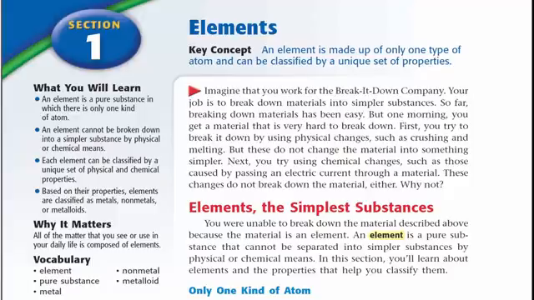An element is a pure substance in which there is only one kind of atom. An element cannot be broken down into a simpler substance by physical or chemical means. Each element can be classified by a unique set of physical and chemical properties. Based on their properties, elements are classified as metals, nonmetals, or metalloids.